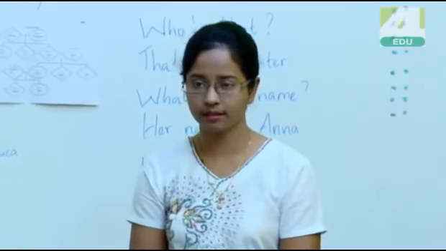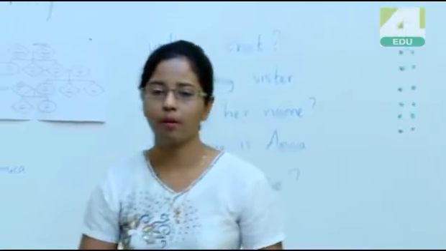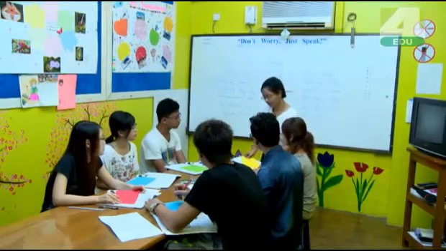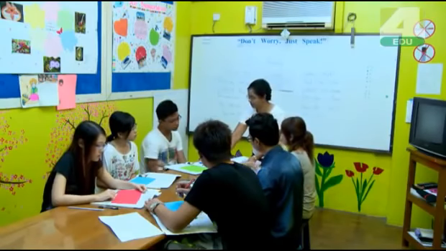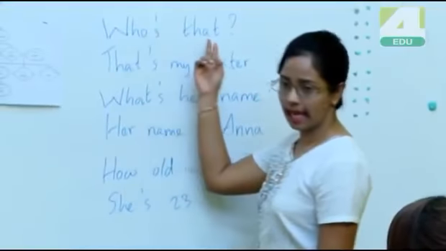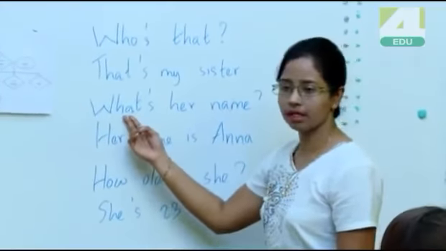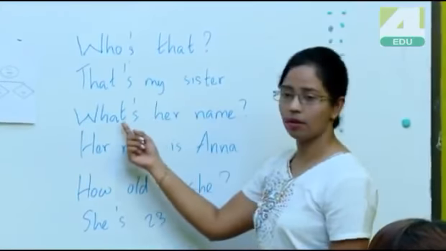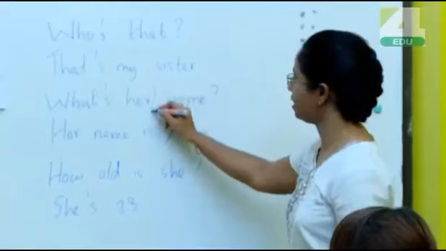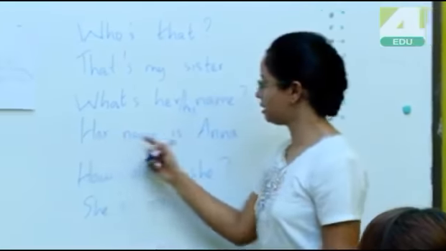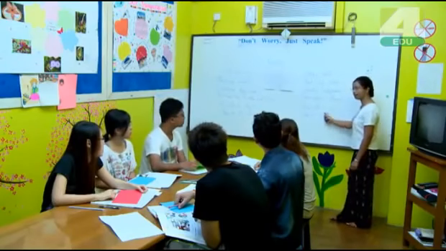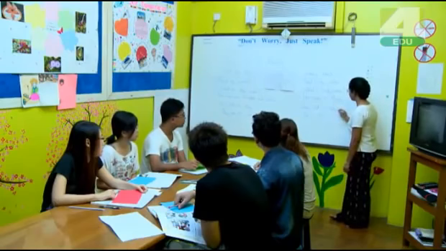Okay, so have you done? Yes, right? Okay, so now what you have to do is you have to show your family tree to your friend. So you have to point out and how would you ask? Who's that? Right? And then another question, what's her name? Or you can use what's his name, right? His or her, you can use like that. So her name is or his name is. So how old is she or how old is he? Please ask like that. Okay?